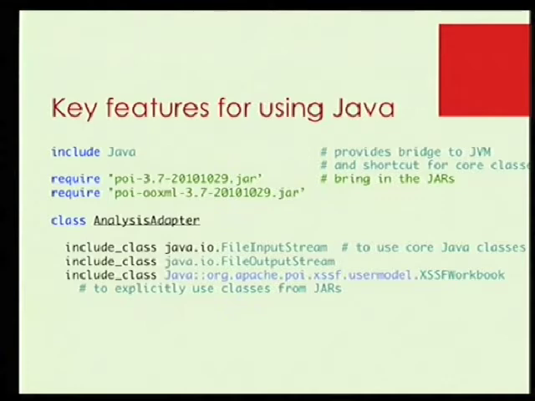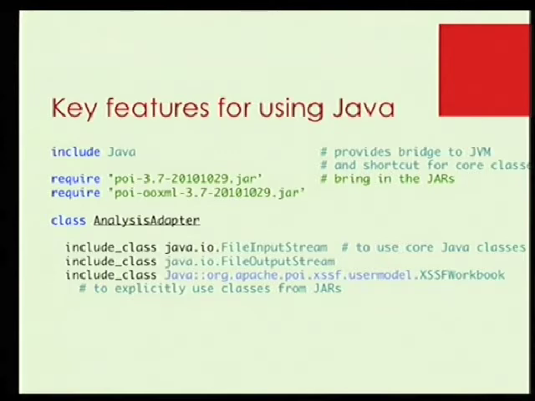And then in the case of using this class from the POI project, the XSF workbook, this thing lives inside this jar file. So I've required the jar, and then I do an include class. And this time I have to tell it Java : and then the fully qualified path name to the class that I want to use, this XSF workbook. Okay? So that explicitly allows me to use the classes from the jars.